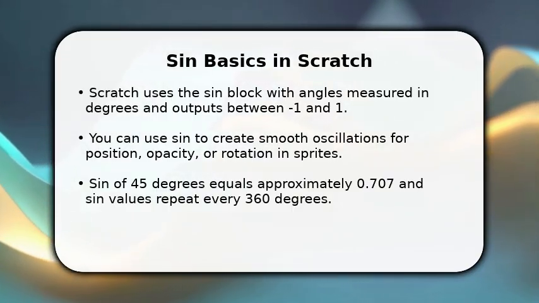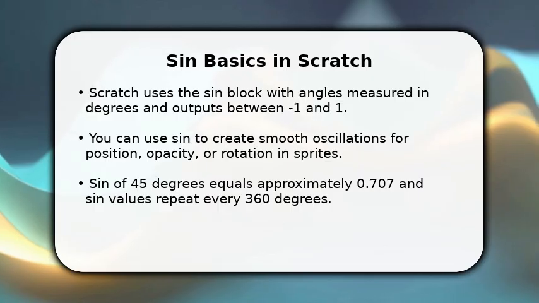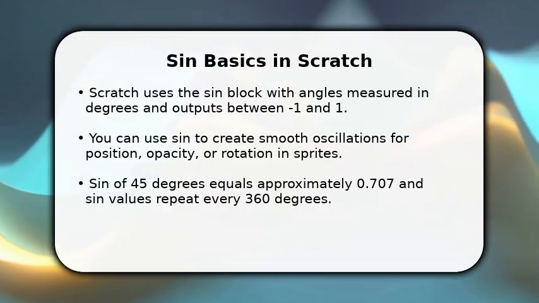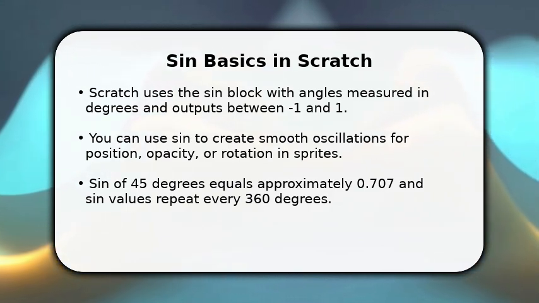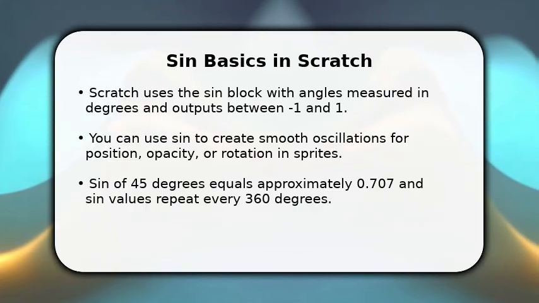For quick reference, sin of 45 degrees equals approximately 0.707. Remember that sin outputs values from -1 up to +1, useful for mapped motion ranges.